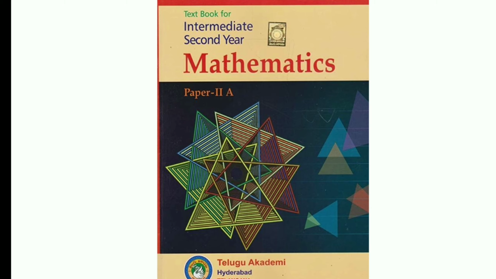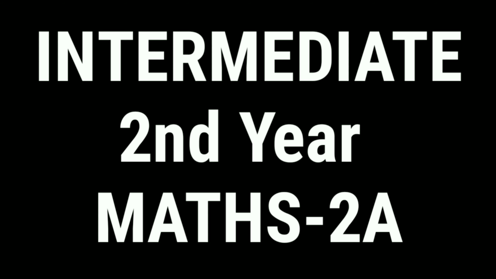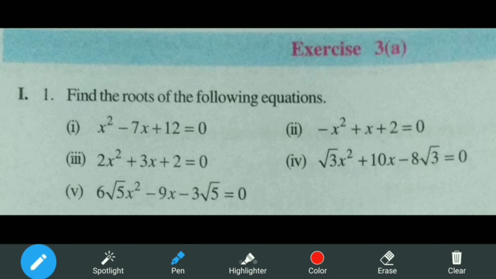So let's start intermediate second year mathematics 2A. Already we have completed the introduction part of chapter number 3, quadratic expressions. So in this part we will complete exercise questions. Exercise 3A question number 1. In question number 1 we have 5 questions. From these 5 questions I will explain you question number 3rd and 5th and the remaining will be homework.